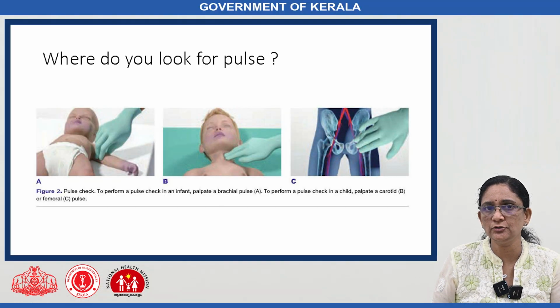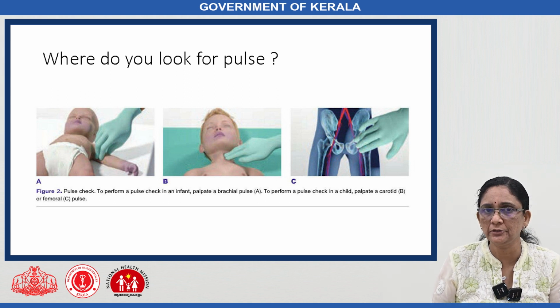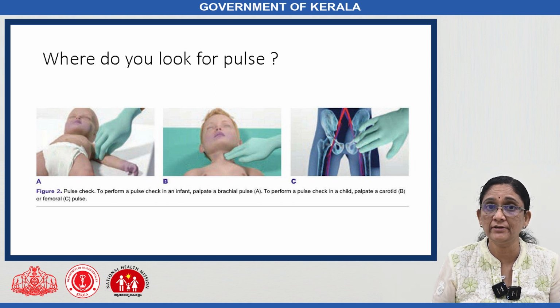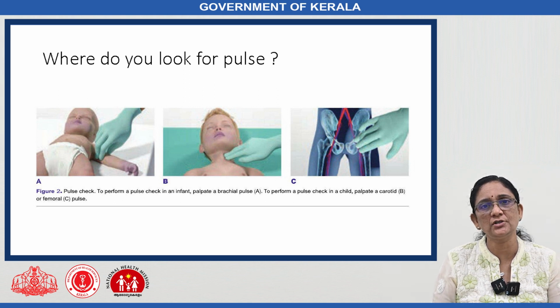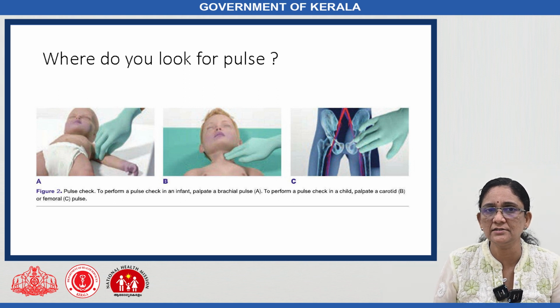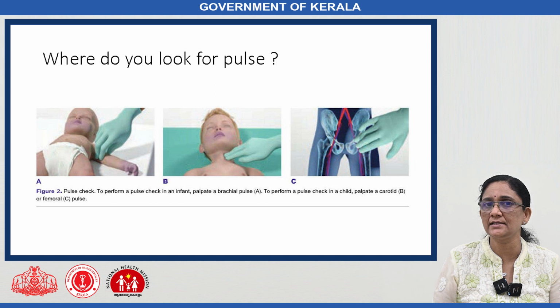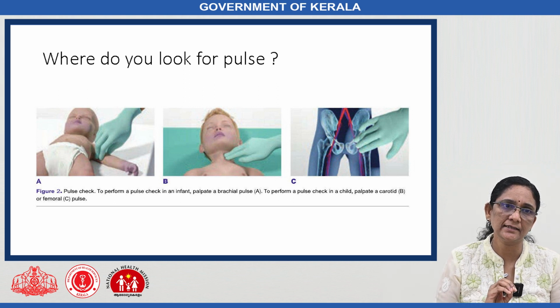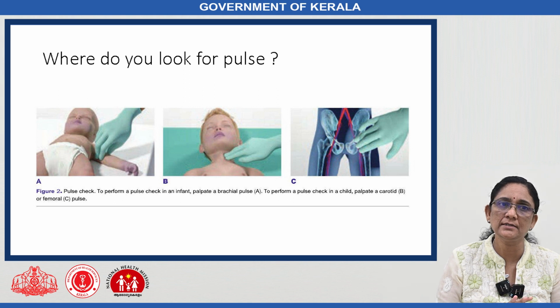If it is an infant, you are going to look at the brachial pulse, that is just above the cubital fossa, midway between the two. And if it is a child, you can also use the femoral pulses. In a bigger child, you can also use carotid. In infants, we don't prefer carotid because it is very difficult to palpate, because infants have a short neck. And you should take a minimum of 10 seconds to declare whether you have got a pulse or not.